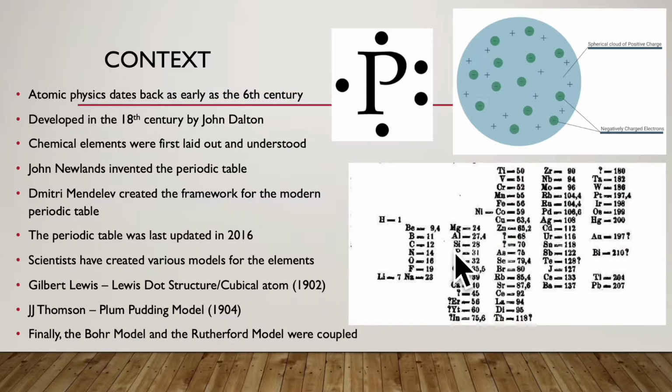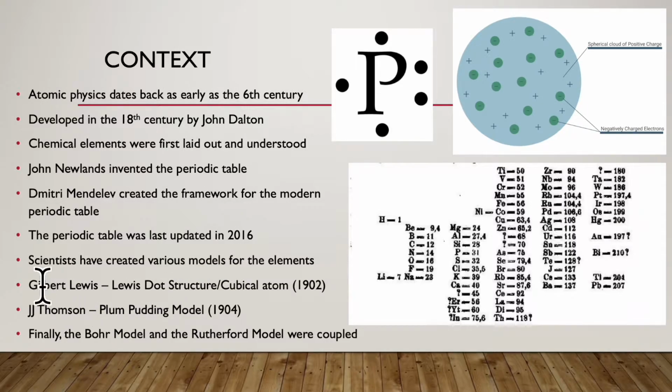And then it was Dmitri Mendeleev who later on created the framework for the modern periodic table, because the first one that was invented did not have any room for anything to be added. It was just elements. Then Dmitri Mendeleev came in and added on more. And of course, the periodic table is the basis of all elements. Scientists have used various models to show off these elements and their protons, neutrons, and electrons. The periodic table was last updated in 2016. That's the one we know today.